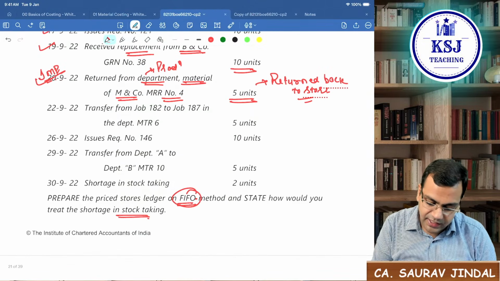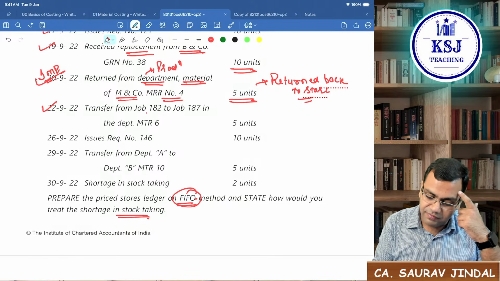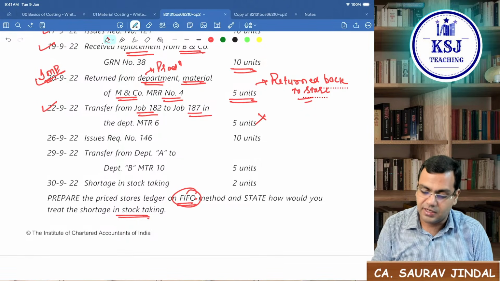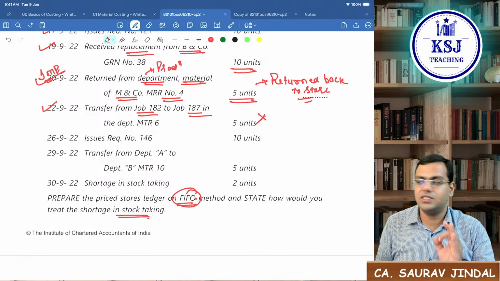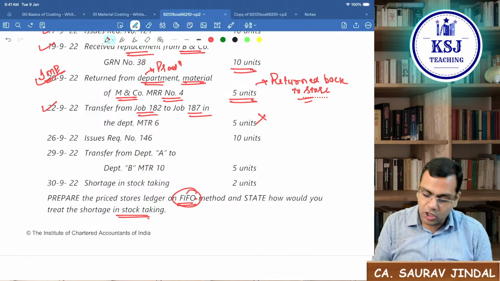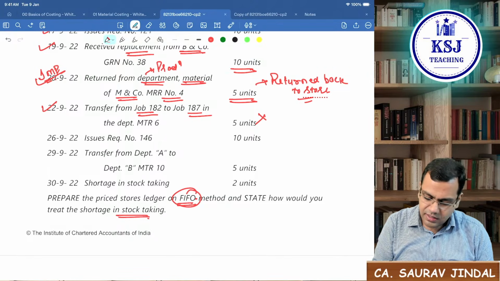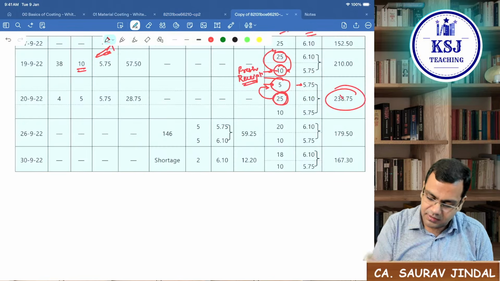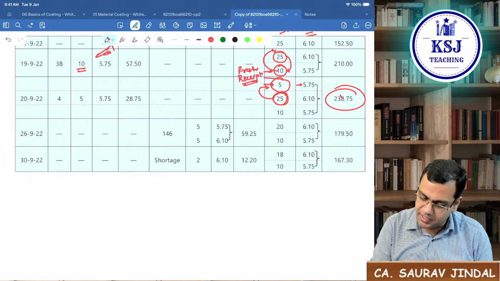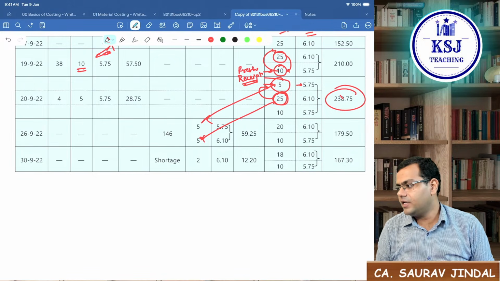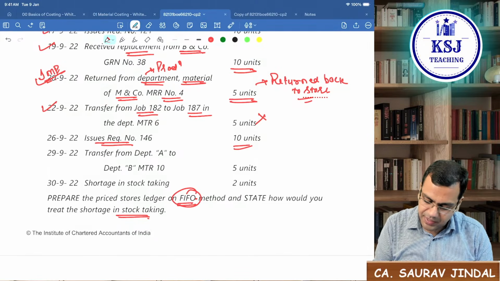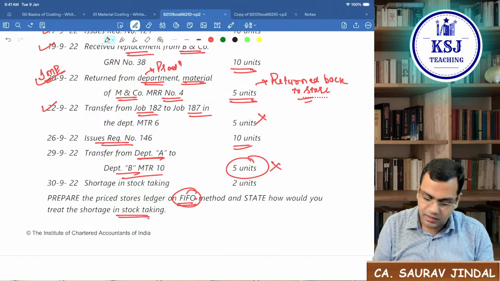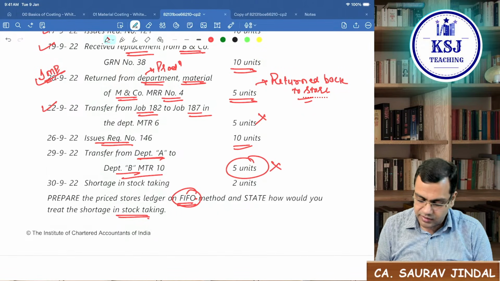Next one, 22nd of September, transfer from job 182 to 187, nothing to be done. As I told you, in the store's ledger we will be recording only those transactions where the store is involved. Job to job transfer, ignore. Issue requisition number, 10 units: 5 you will issue from here, 5 from here. 10 units you will issue as per FIFO method. Transfer from department A to department B, nothing to be done. No entry because the store is not involved here.